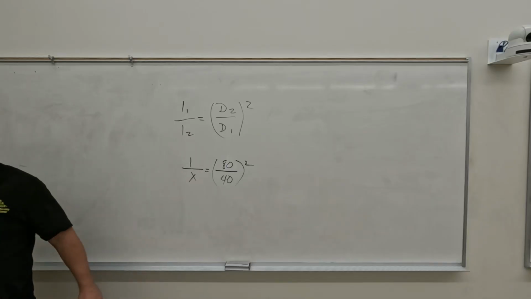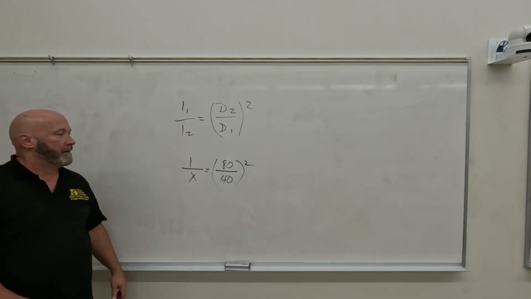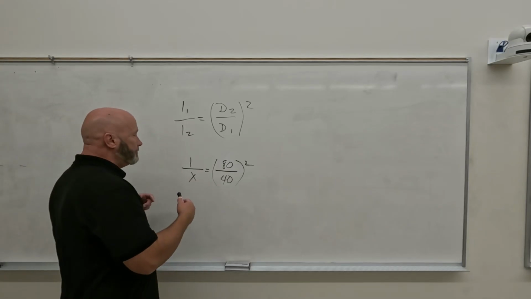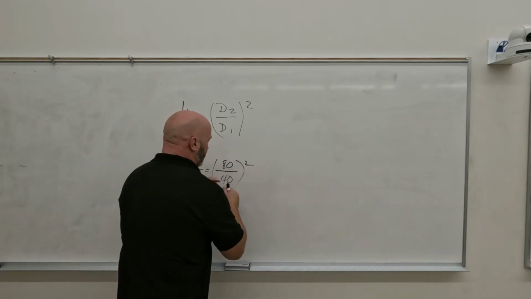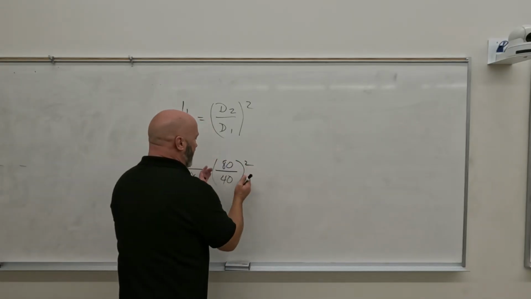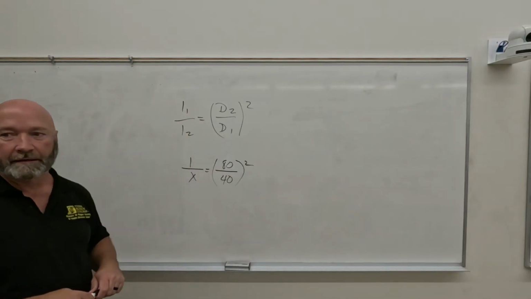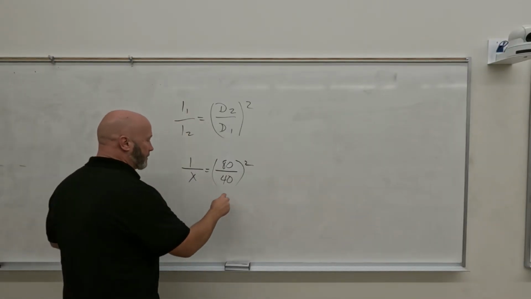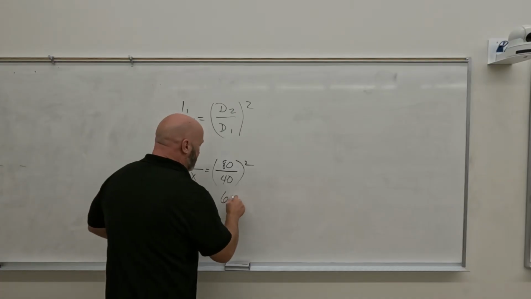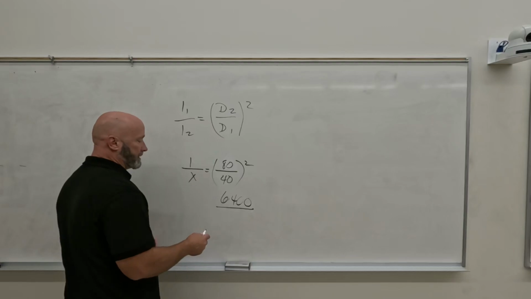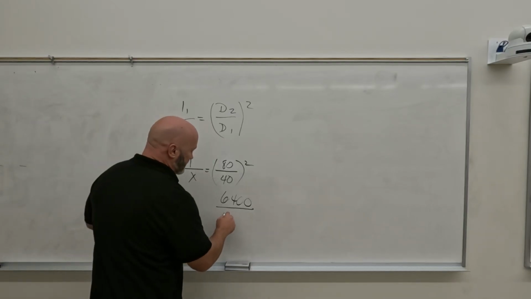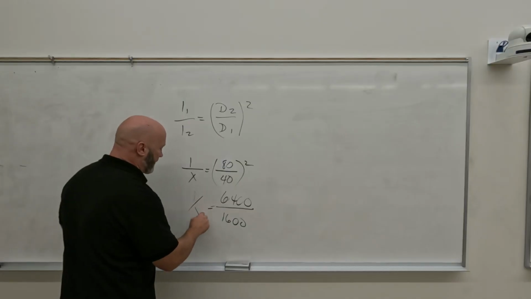So, let's see, calculator. What we're going to do is handle this side over here, and get rid of the brackets and the exponents. So 8 times 8 is what? 64. All right, so what we have then is 6,400 over 4 times 4, which is 16. So we've got 1,600 is equal to 1 over x.